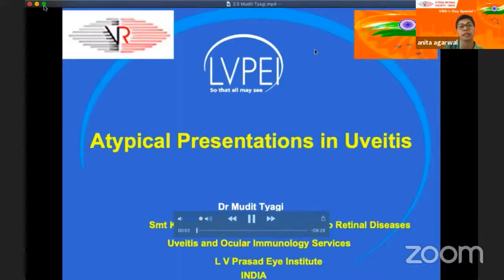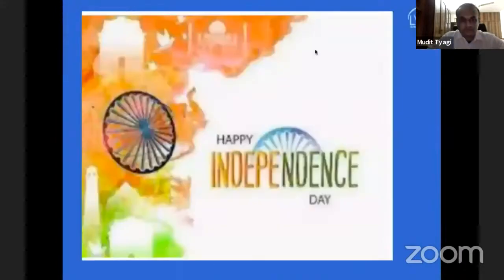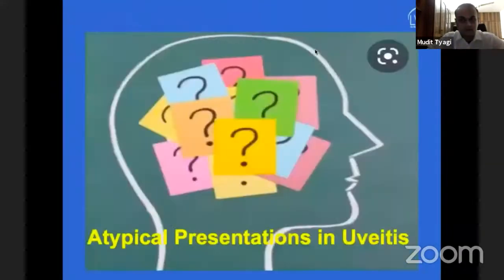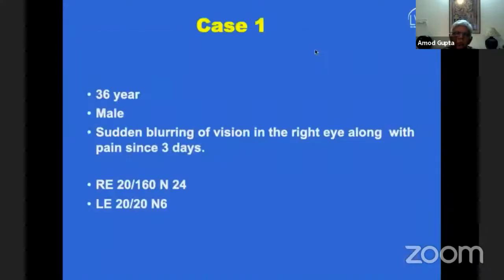Good evening. First of all, I would thank VRSI for allowing me to talk about some atypical presentations in uveitis. And before I proceed, a happy Independence Day to all of us. Now, uveitis is one entity where you can have multiple atypical presentations of the same disease. And it's that intriguing aspect where you need to put your thinking cap on most of the times. So I'll be presenting three cases.